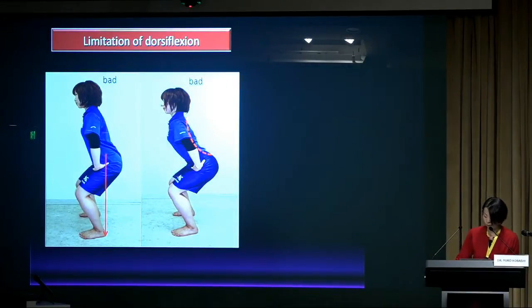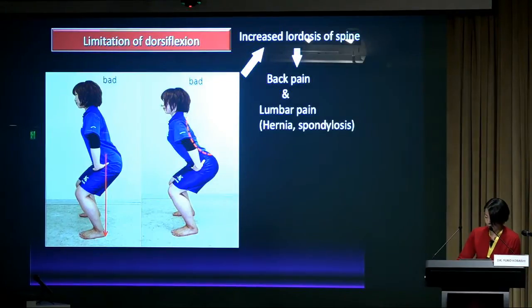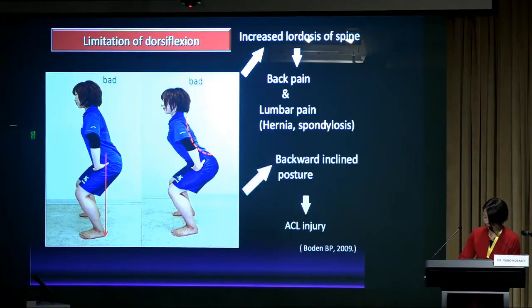Lack of dorsiflexion range may mainly come from 2 pathologies. Lack of dorsiflexion range has been proved to lead to low back pain through secondary lordosis, and to ACL injury through so-called back posture. Increased lordosis is associated with lumbar pain, herniation and spondylosis. And back posture is associated with ACL injury. So CAI is associated with not only ankle pain but also low back pain and knee injuries.